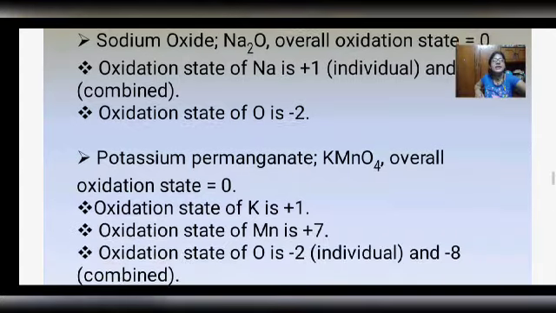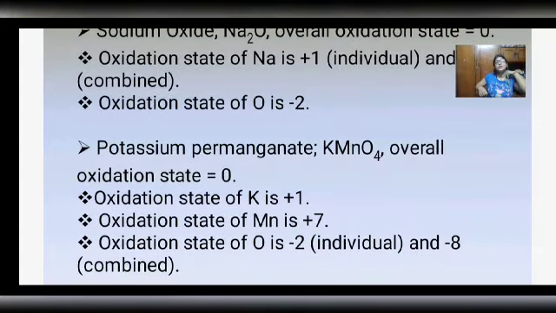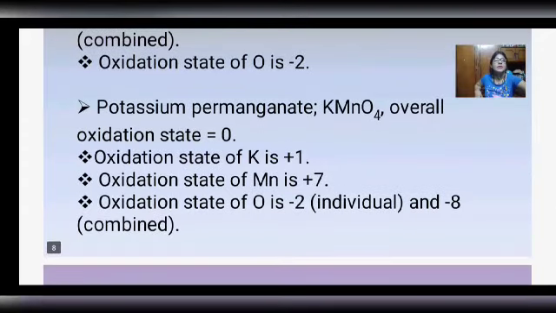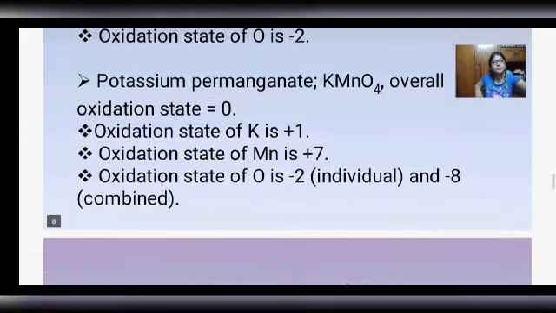Potassium permanganate, KMnO4, let us calculate how it happens. Overall oxidation state is 0, oxidation state of potassium is +1, oxidation state of manganese is +7, oxidation state of oxygen is -2. And there are 4 oxygens, that means overall 4 2s are 8, that is -8. Hence, you calculate there are 8 positive and 8 negative. So, overall oxidation state of KMnO4, that is potassium permanganate, is 0.